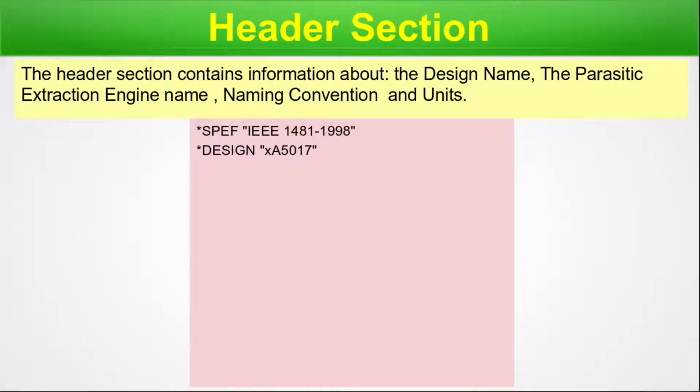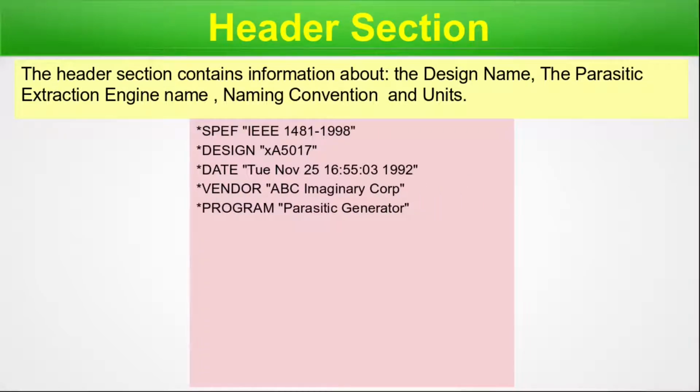Here it is XA5017. By the way, all these data are imaginary data. These are not from any actual data or design. So date is something here, the date on which this file was generated. Vendor is ABC Imaginary Corporation. Program is the parasitic generator. Here the name of the parasitic extraction engine will come.